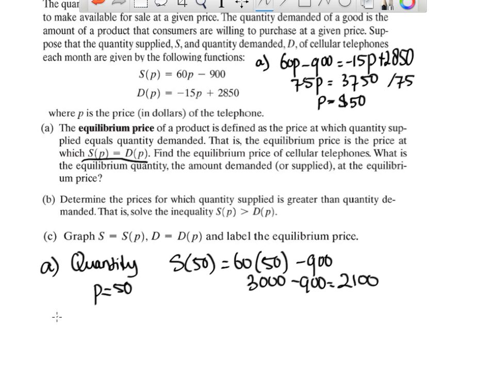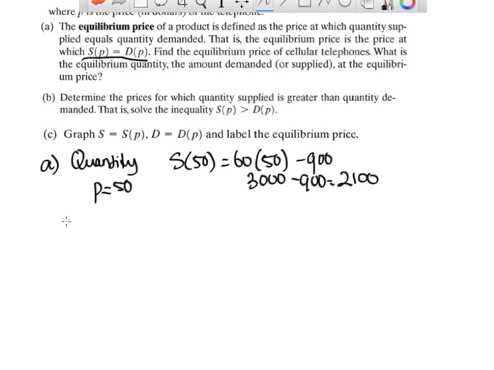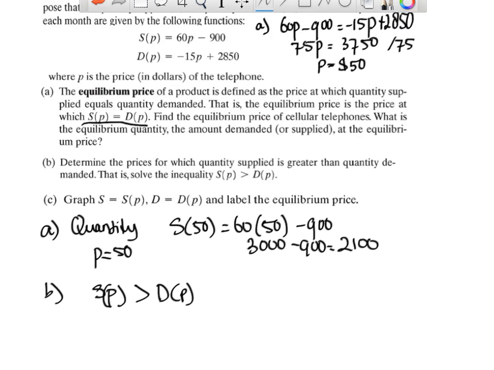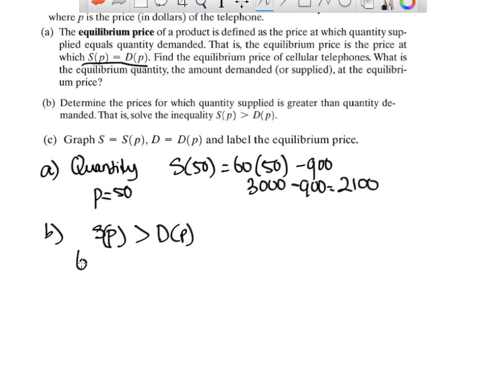Okay, determine the prices for which quantity supplied is greater than quantity demanded. Alright, so when is quantity supplied greater than quantity demanded? Well, basically you're solving this one again. And you have 60p minus 900. And that needs to be greater than negative 15p plus 2850. So p greater than 50.